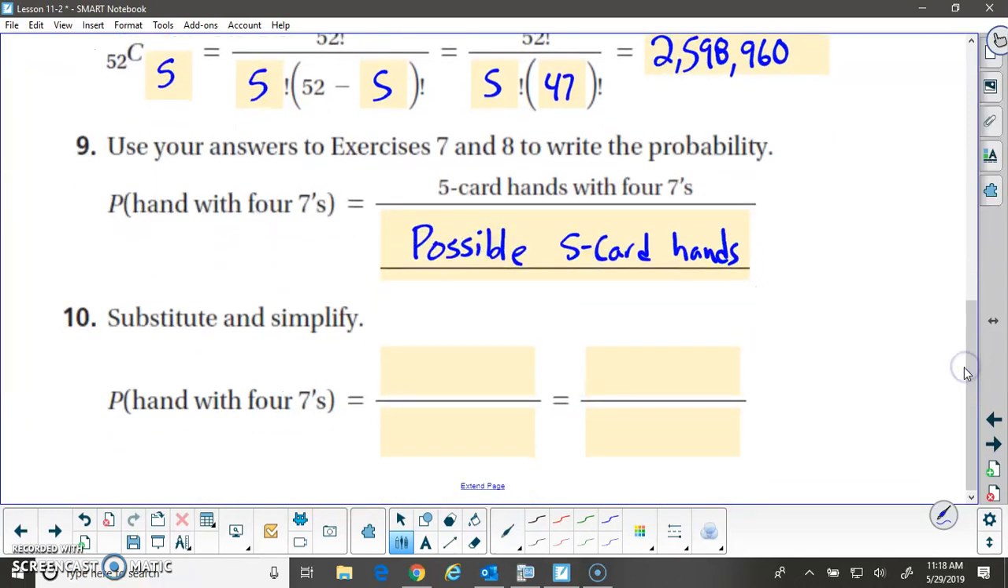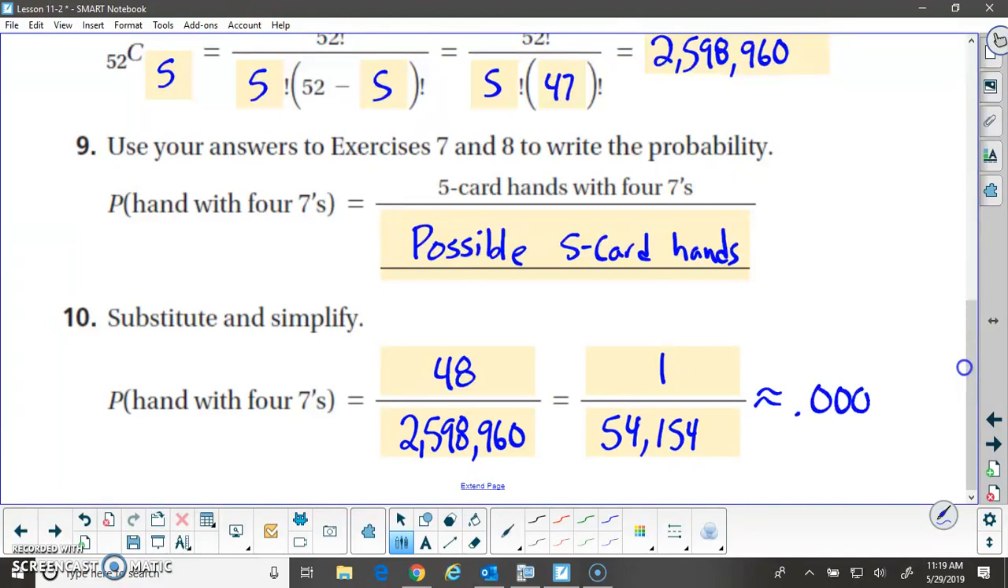So to simplify that, we'd have 48 over the 2,598,960, which would simplify into 1 over 54,154. If you wanted that as a decimal, it would be 0.0000184. So it's not very likely that you get 4 7s when you're being dealt a hand of 5 cards.